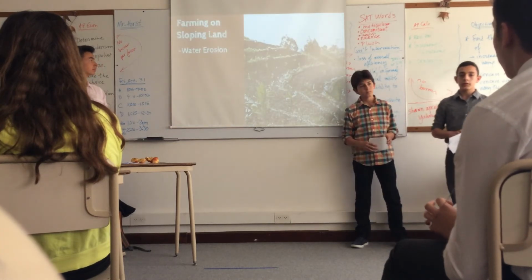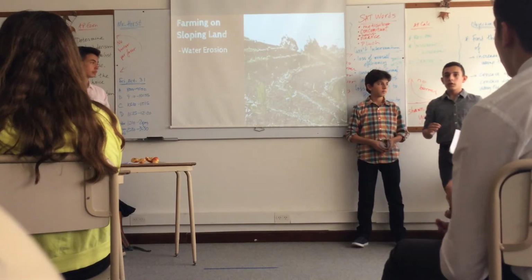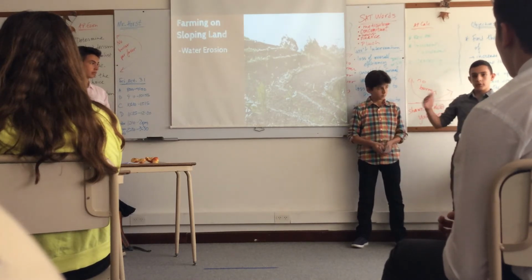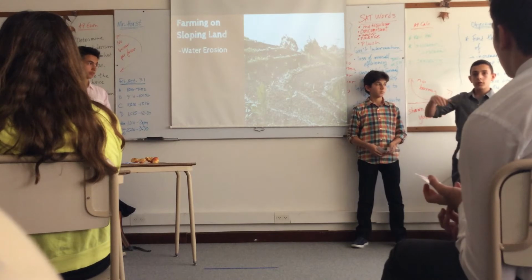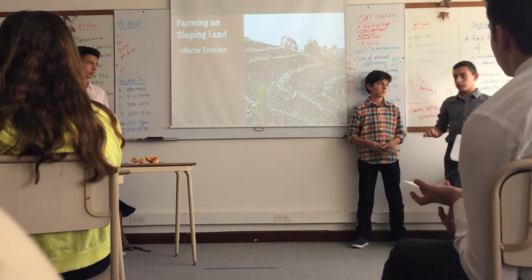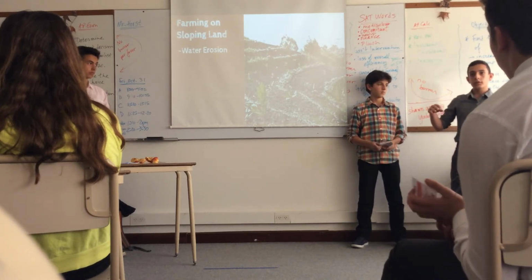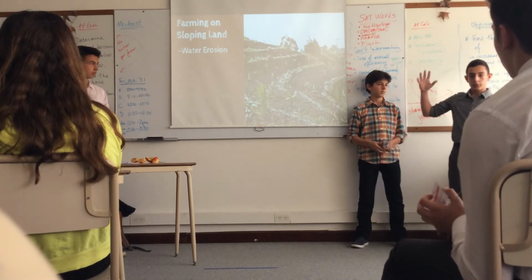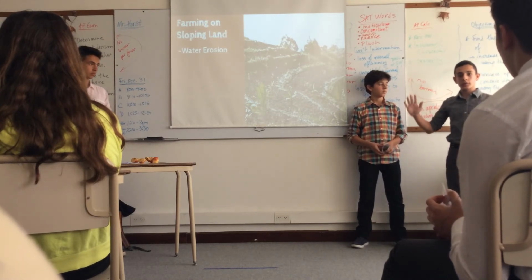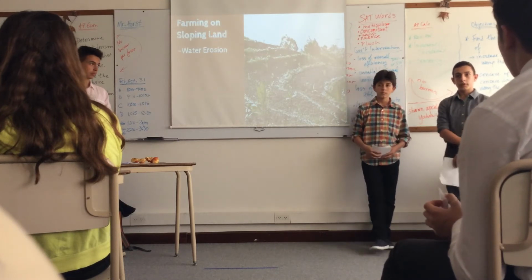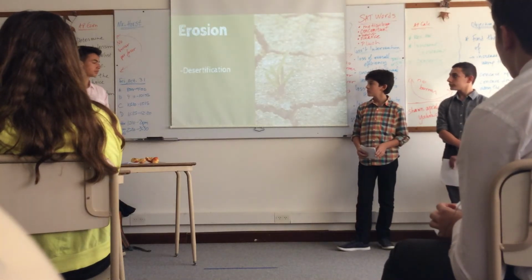Farming on sloping lands is not effective at all. A slope means it's decreasing down. In this instance, when it rains, the rain and water make all the soil go down, causing erosion throughout the planting field.